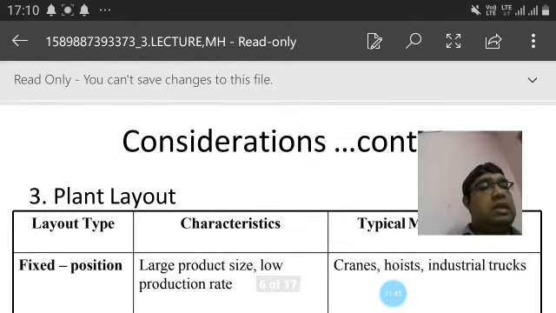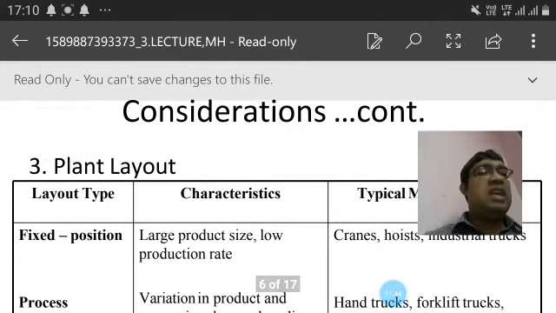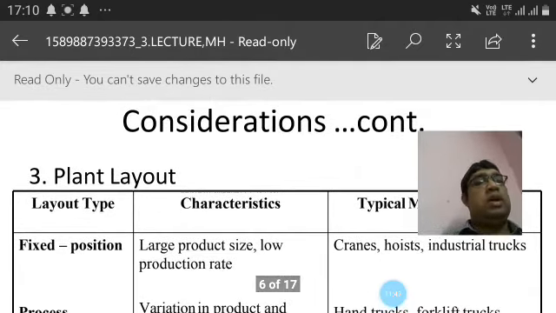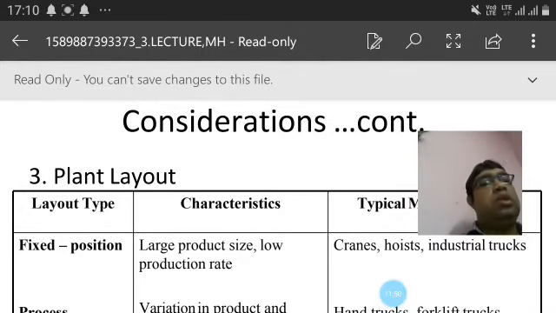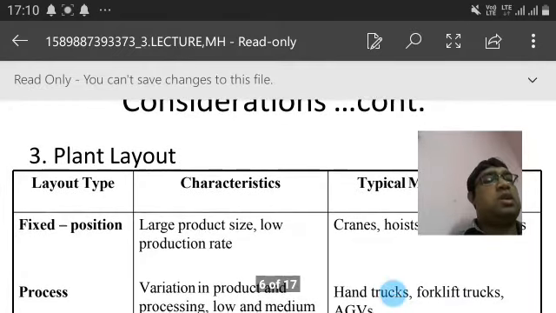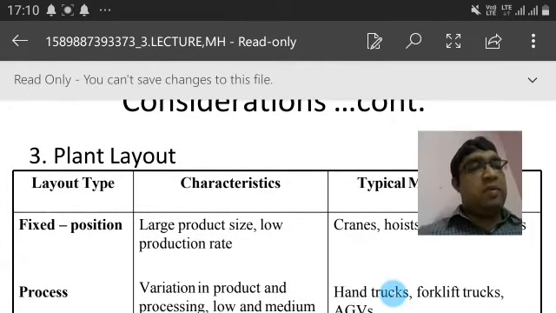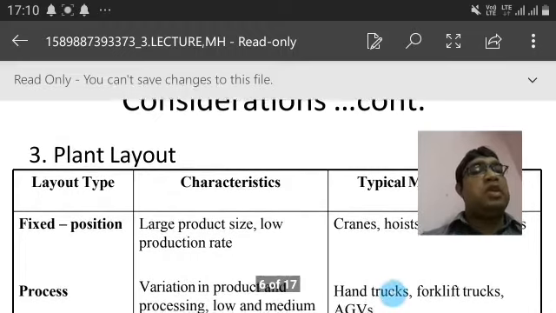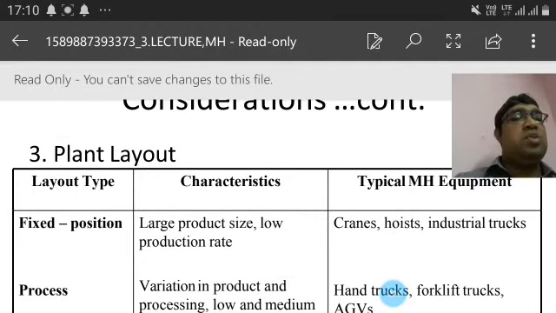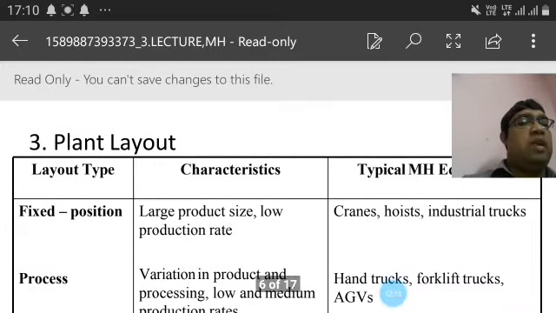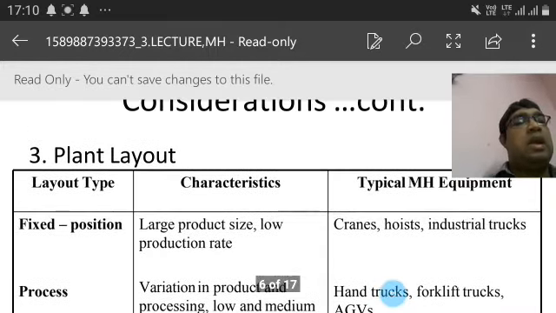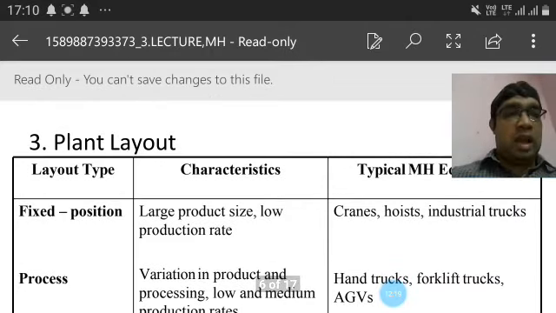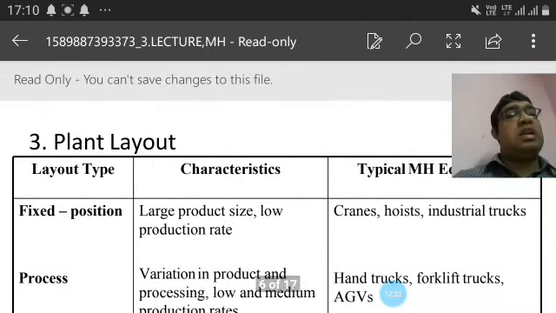Then the cranes, hoists, and industrial trucks will be used when the product size is large, like in road construction and in the ship area, where we have to transfer this large type of materials. The production is of large product size and low production rate. That means a low quantity of materials will be transferred, but you have to consider the large size. During these times, we have to use the crane, hoist, and industrial trucks for these types of large products.